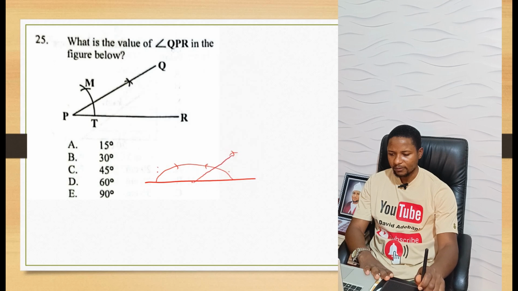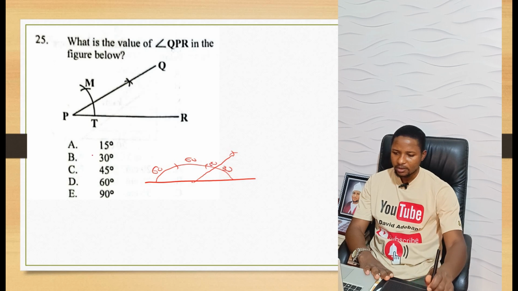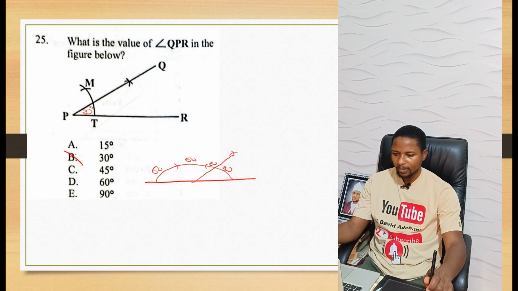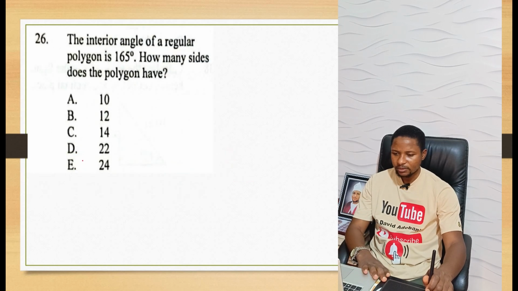Don't forget, from here to here is 60, and what we bisect is 60, so it will be 30, 30. So the angle that we get after the bisection is what? 30 degrees. So your answer is B. Moving on to question 26.